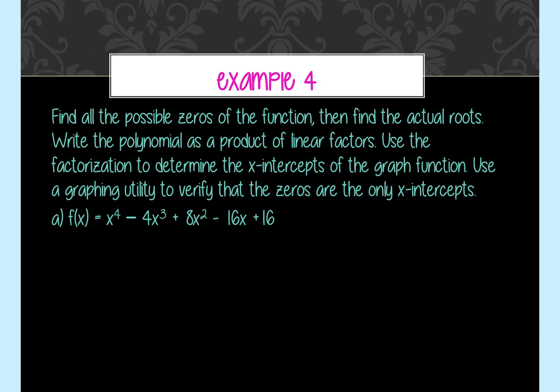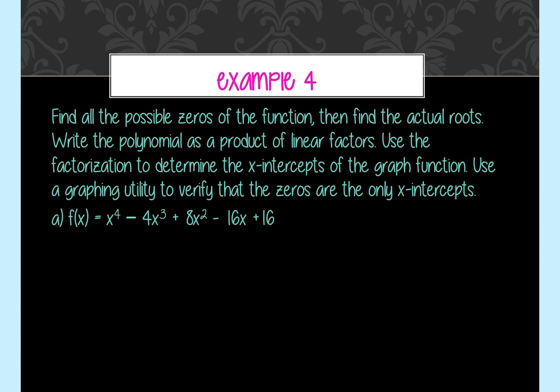All right, then comes the paragraph. Find all the possible zeros. That's one thing. Find the actual roots. That's a second thing. Write the polynomial as a product of linear factors. That's a third thing. Use the factorization to determine the x-intercepts. That's a fourth thing. Use a graphing utility to verify the zeros are the only x-intercepts. Okay? You'll do all of this minus that last one on your quiz.